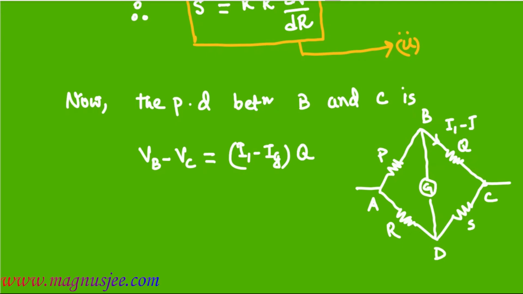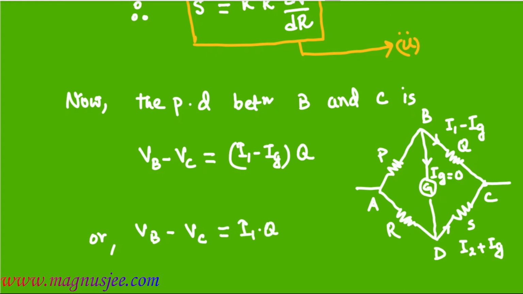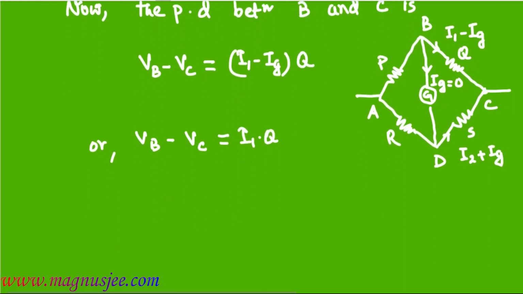This current is I1 minus Ig, and current flowing through the galvanometer G is Ig. And at balance condition, Ig equal to 0, galvanometer shows no deflection. Current flowing through the fourth resistance X is I1 plus Ig, or Vb minus Vc equal I1 dot Q, where Ig equals 0 at balanced condition. We have to find the maximum sensitivity of Wheatstone bridge at balance condition.